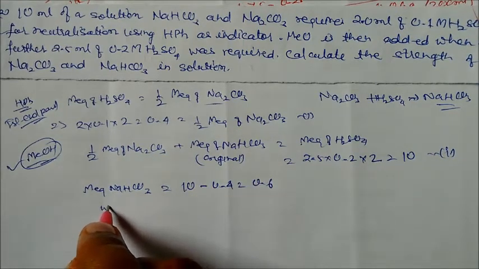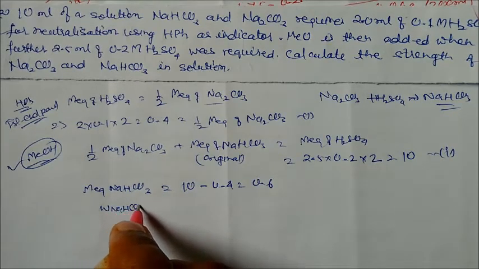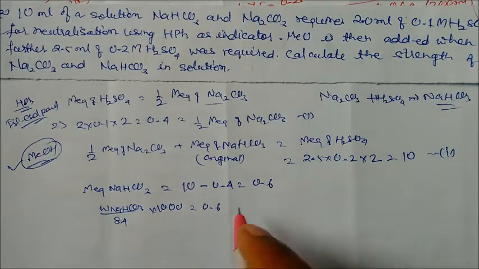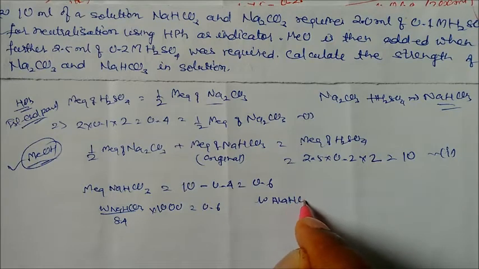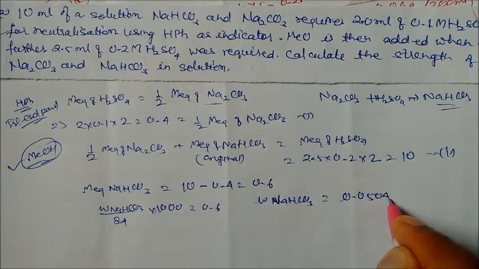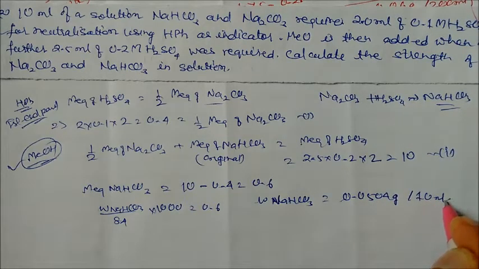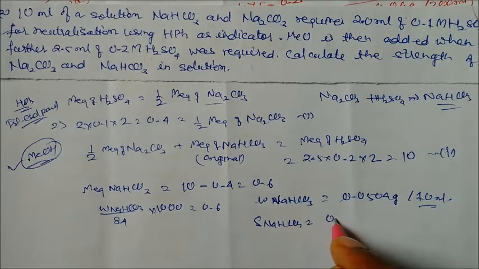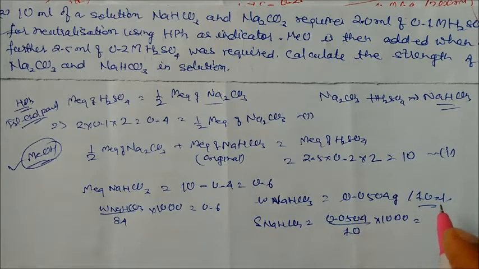So again, weight of sodium bicarbonate NaHCO3 divided by 84 into 1000, this is nothing but 0.6. So the weight of the sodium bicarbonate will be 0.0504 gram per 10 ml. So the strength of sodium bicarbonate will be 0.0504 divided by 10 into 1000, so you will get here 5.04 gram per liter. So this is our strength of the sodium bicarbonate.